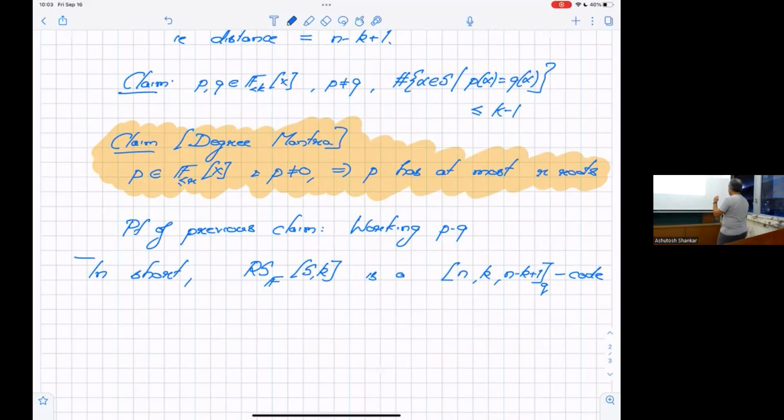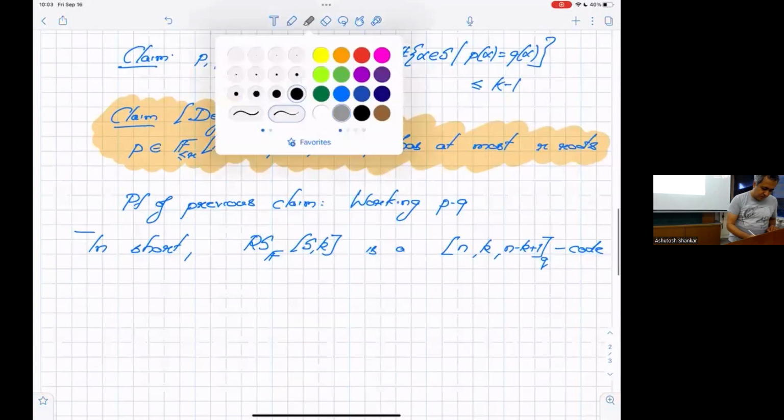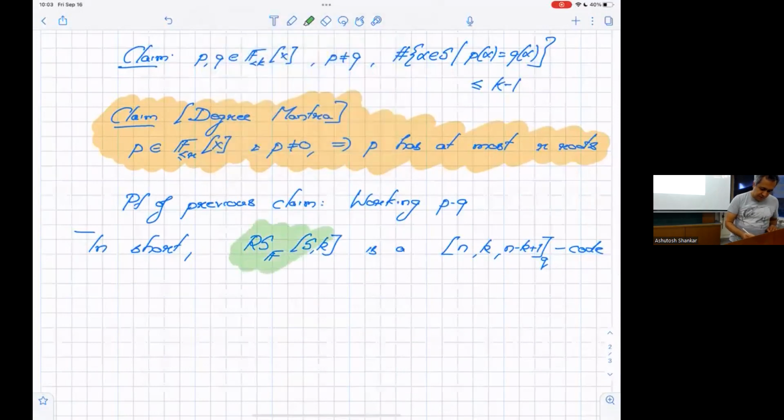So that's an example, and it's not just this one. In fact, you can take this and add it to any polynomial. That polynomial plus this will also have the same distance. That's the main takeaway at the end of this.